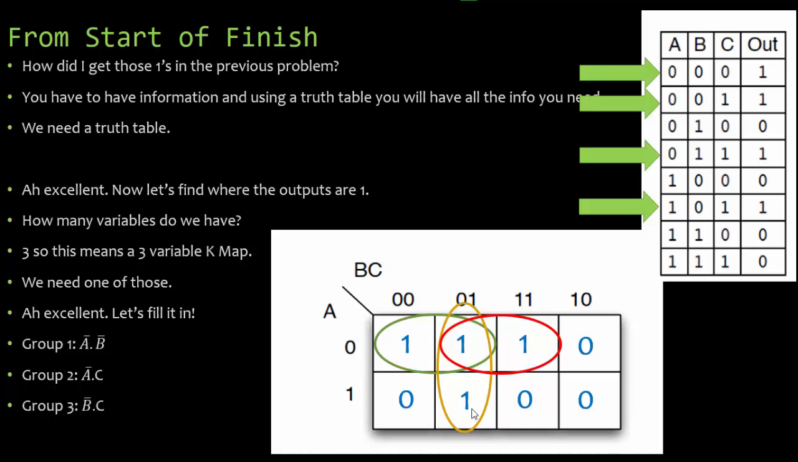So we put in a plus sign or an or sign in between these, and our final simplified Boolean expression for this truth table is not A and not B, or not A and C, or not B and C. And that is the simplified Boolean expression.